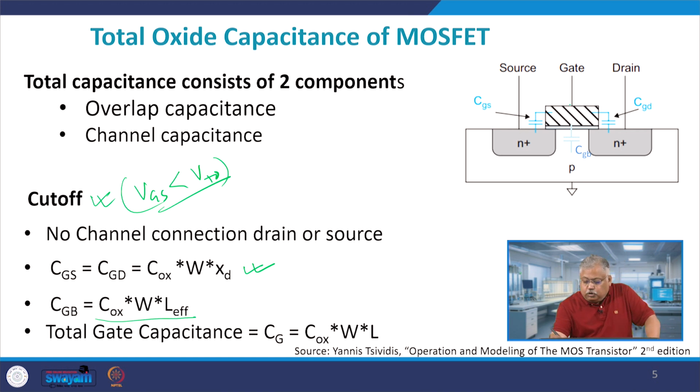Why? Because gate to bulk is this capacitance CGB, this one. So you see it is nothing but Cox into W into L effective. This is the L effective value which you get, and therefore the total gate capacitance CG will be Cox into W into L. CGS and CGD will be Cox W XD, and CGB, gate to bulk, will be Cox W L effective. So CGB and CG will be almost the same value, because L and L effective can be taken to be almost the same, though for very short channel devices this is not true.